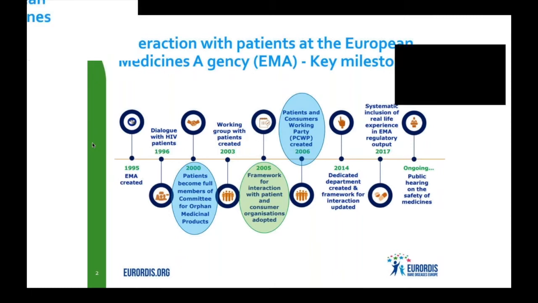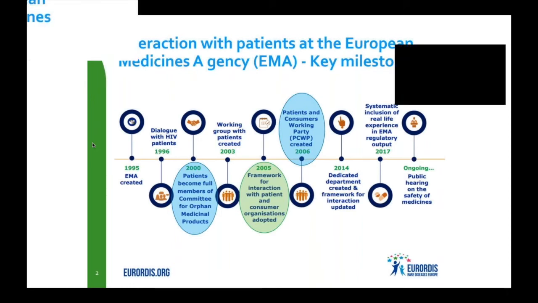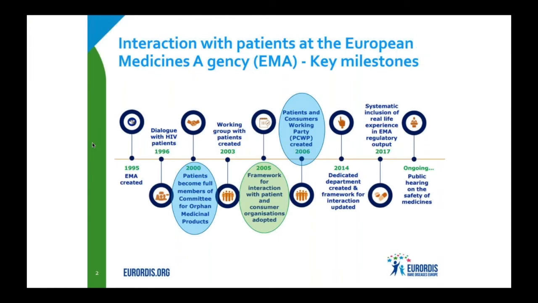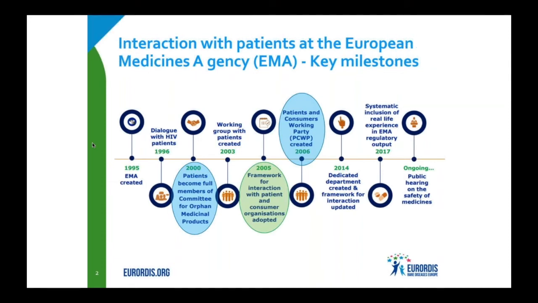So on the patient engagement at the EMA, the European Medicines Agency, since its creation, the agency has interacted with patients and has reached important milestones, some of which I have highlighted here. Like, for example, when the patients became full members of the Committee for Orphan Medicinal Products in 2000, when the orphan regulation came into force. So that was the first time that patients were included in a scientific committee with full rights.